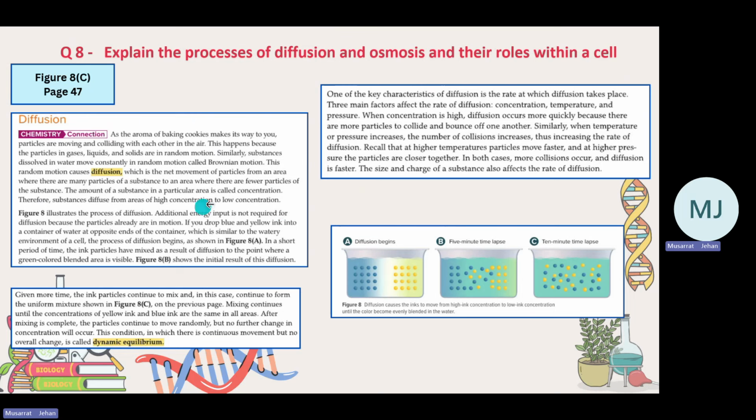Where the particles are more, we call it concentration. Concentration is the amount of substance. So when there are more, it is high concentration; when less, low concentration. Here figure 8 is showing you the process of diffusion. Additional energy input is not required. We don't need to give any extra energy. It does not need any energy.